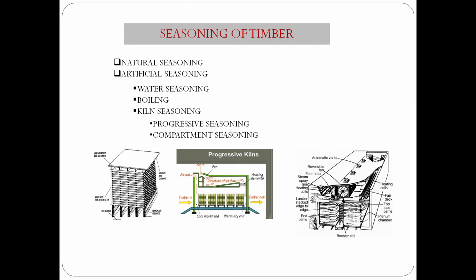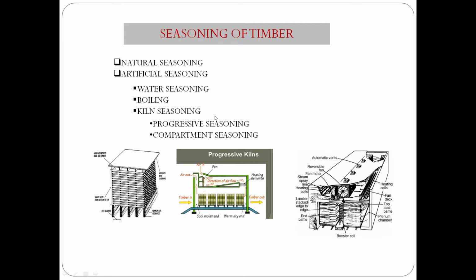Seasoning of timber is classified into two types, natural seasoning and artificial seasoning. Natural seasoning of timber is the process in which timber is dried by using natural elements such as air or water. Air seasoning is the oldest, traditional and simplest method of seasoning of timber. Now, what is artificial seasoning? Artificial seasoning is classified into three types: water seasoning, boiling, kiln seasoning.